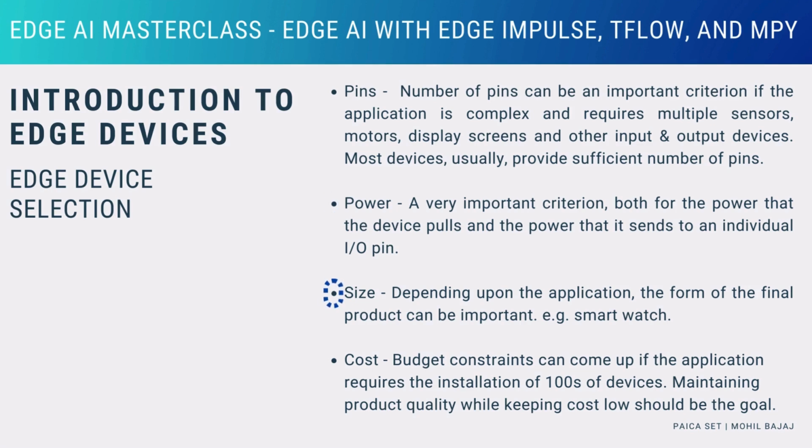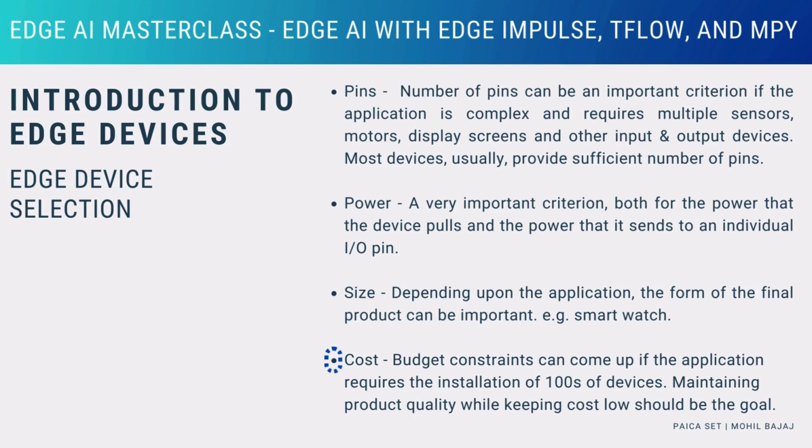Size of the device matters too, as smaller devices work better in tighter spaces. For instance, if the size of the smartwatch or the smart glasses was too big or they were too heavy, there wouldn't be many takers for them. Now, would they? Finally, let's also discuss cost.